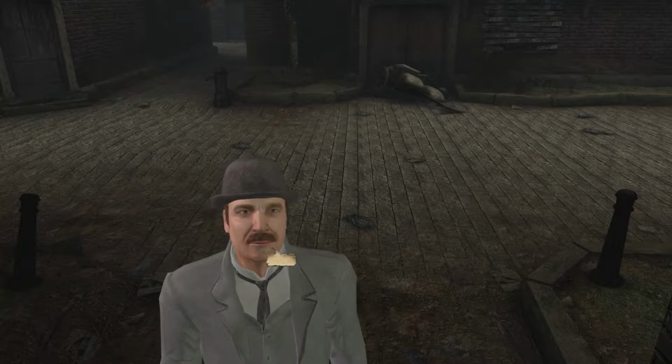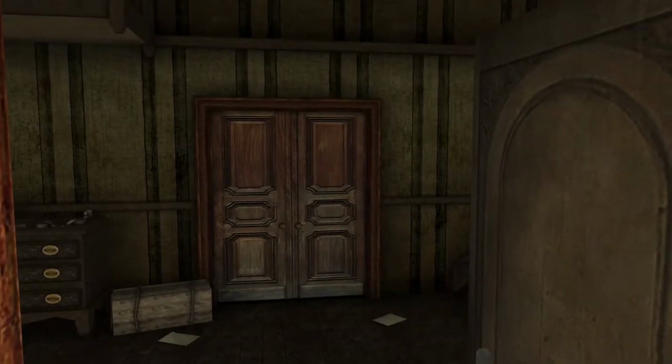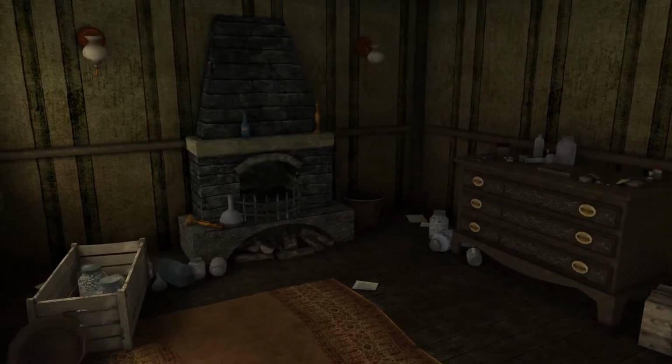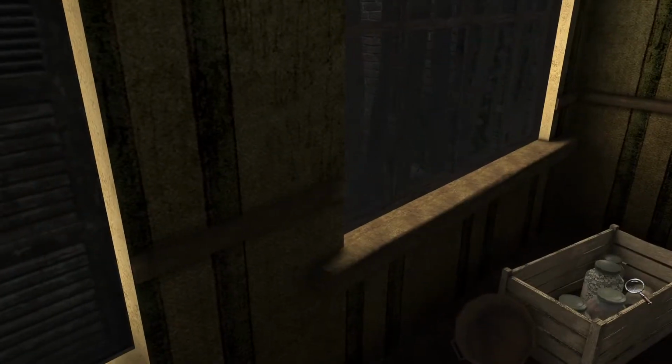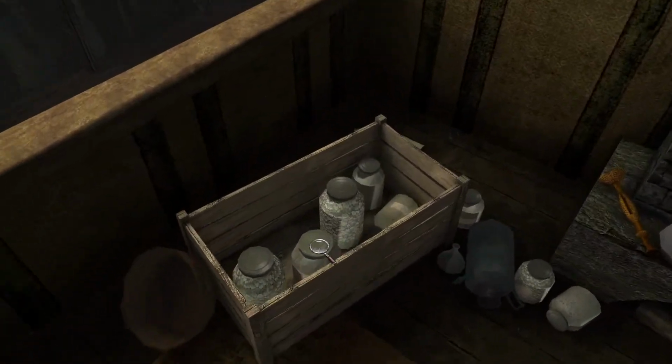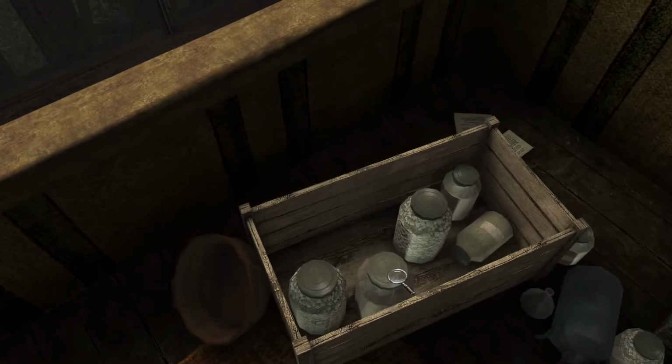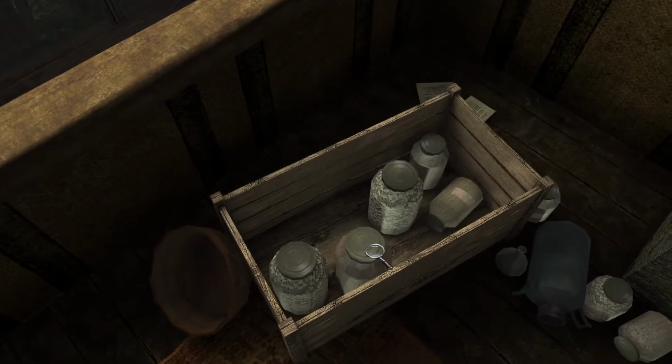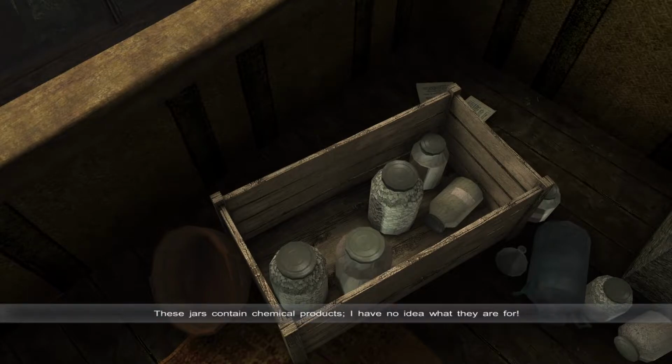Elementary, dear Watson. Weren't you paying attention? That was all my planning. My cunning plan was just to use the tarpaulin and open the door. Yeah, I do realize now how he used it, but still... But it's a puzzle game, you have to try everything and hopefully solve things. These jars contain chemical products. I have no idea what they are for.